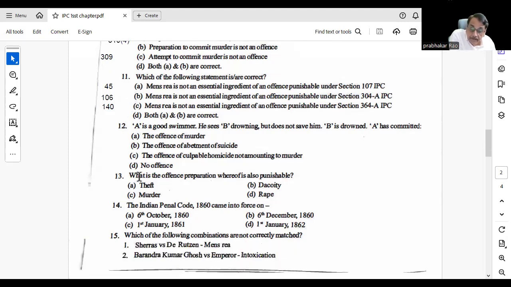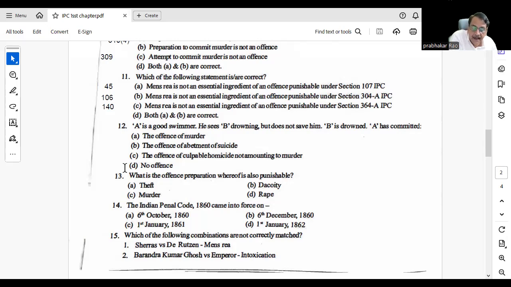Next, A is a good swimmer. He sees B drowning, but does not save him. B is drowned. A has committed the offense of murder, the offense of abetment of suicide, the offense of culpable homicide not amounting to murder, or no offense. You see, saving him is a moral responsibility. It is not a legal responsibility.